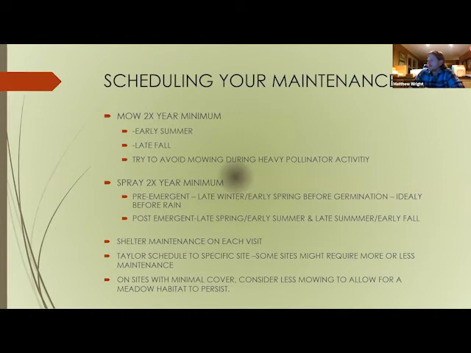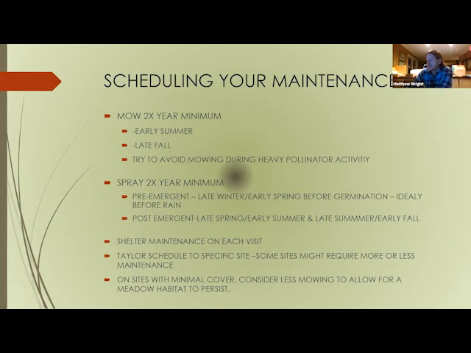You want to schedule your maintenance. I recommend 2 times a year, early summer and late fall. You want to get the dead vegetation knocked down towards the end of the growing season. Avoid mowing during heavy pollinator activity. If there are a lot of wildflowers, we just want to avoid that. We're trying to create habitat.